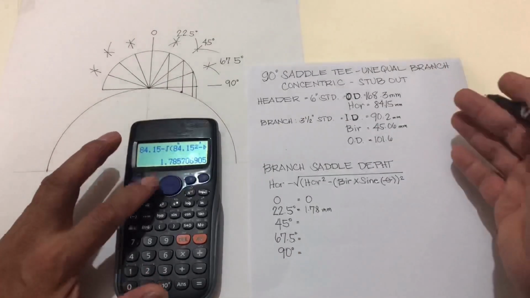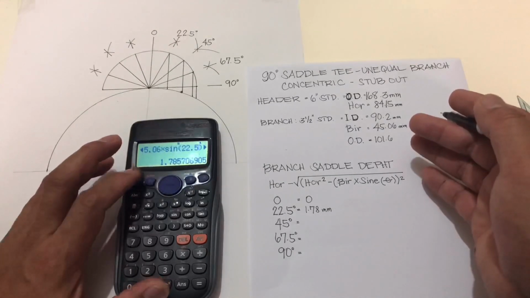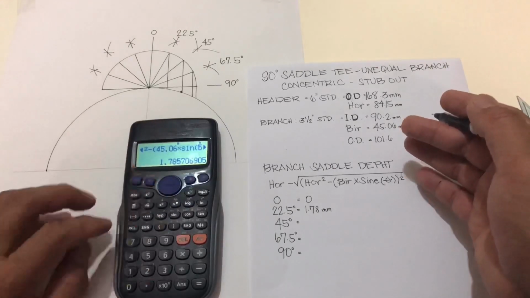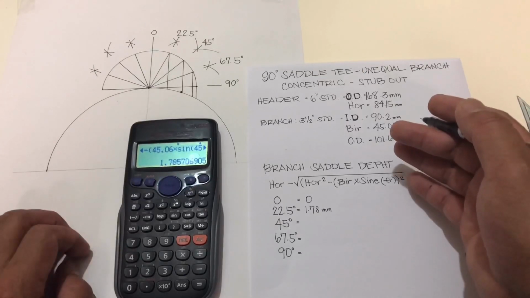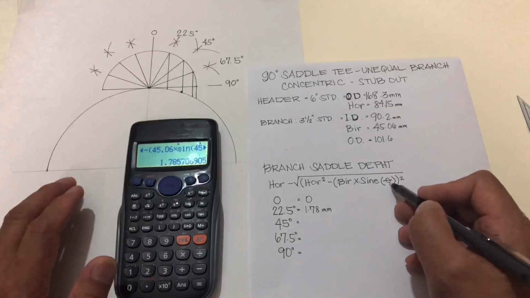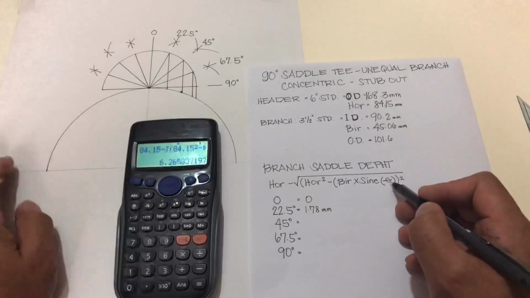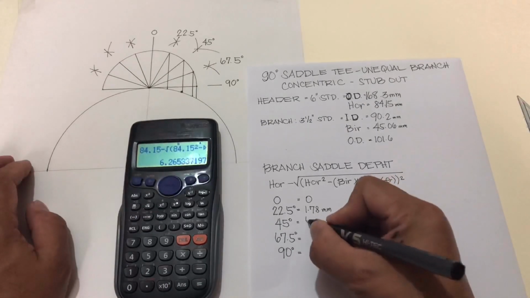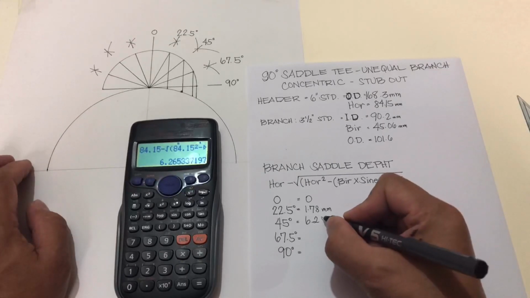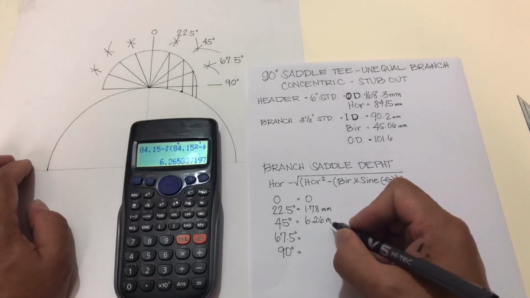If you are using the same calculator, you just move that way. Then delete 22 point, then 45 degrees. So you have 45 degrees now, the same. You've just changed the angle. Then equals, that is 6.26 millimeter.